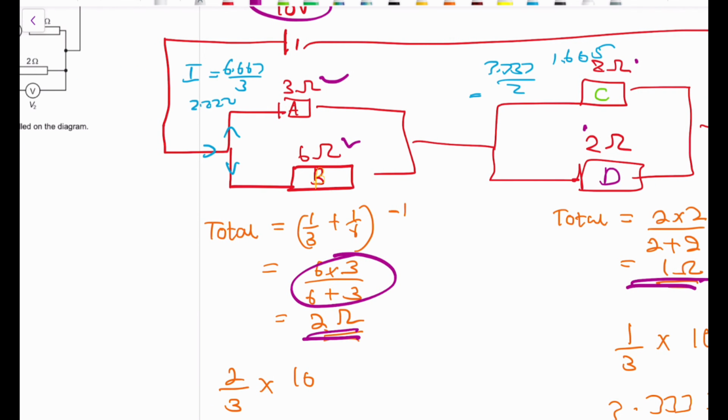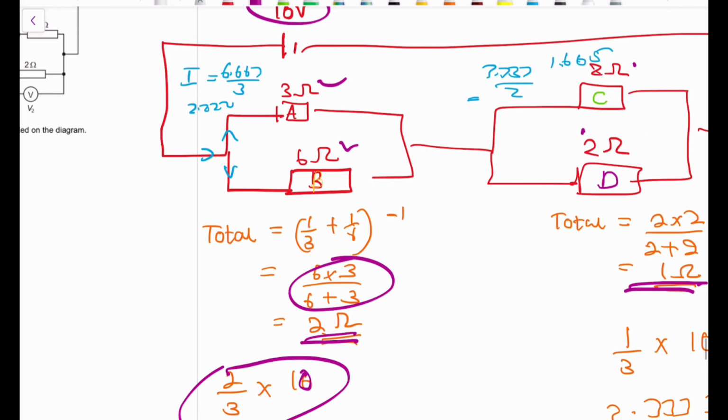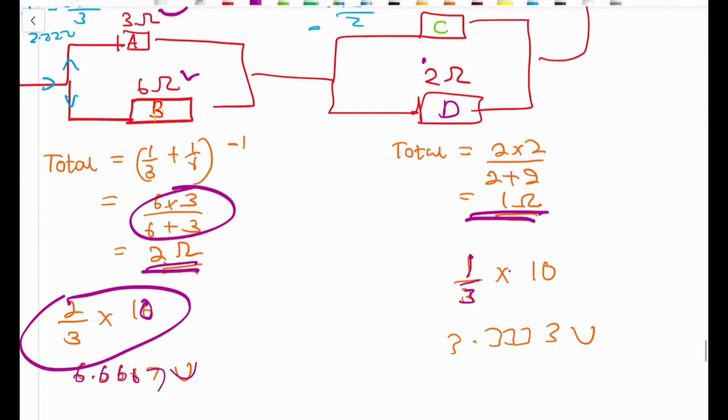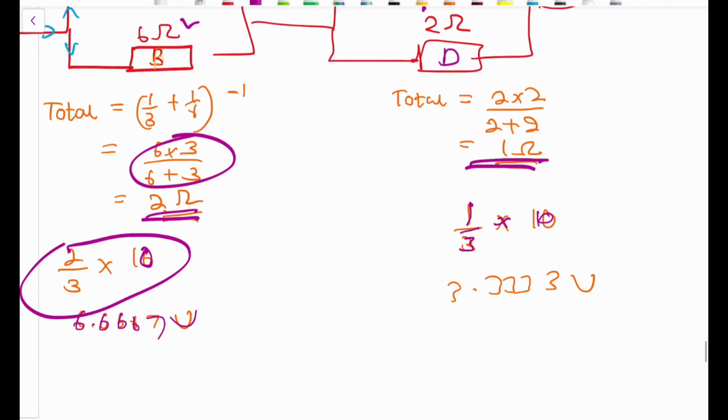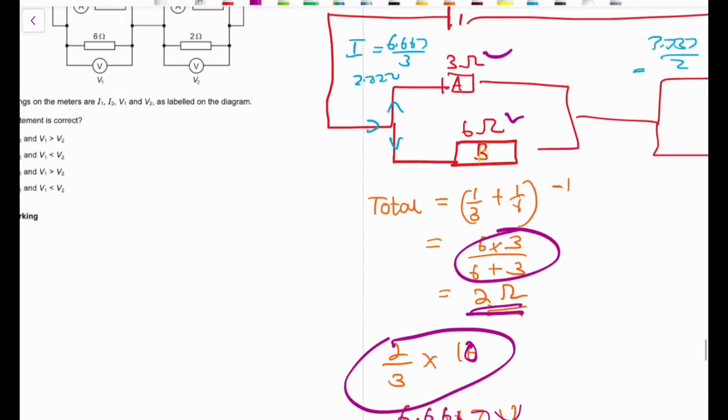So we want to find the potential difference across the first one. Across the first one, it will be 2 over 3 multiplied by 10, right? And you're going to get a value of 6.667. That's going to be the potential drop across these two guys. But for the other one, it's going to be 1/3, just 1/3 of 10. That's going to be 3.333 volts, meaning that this guy gets roughly 3, then these guys get roughly 7.